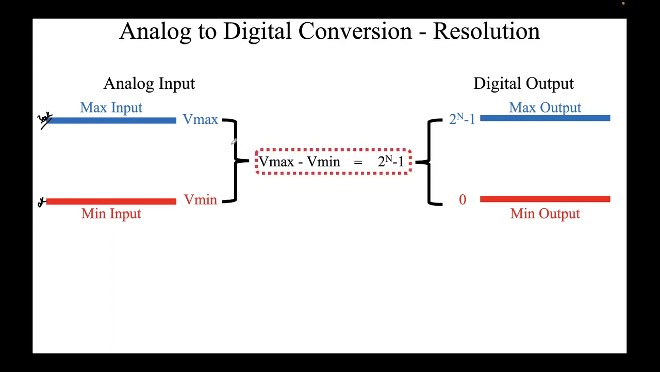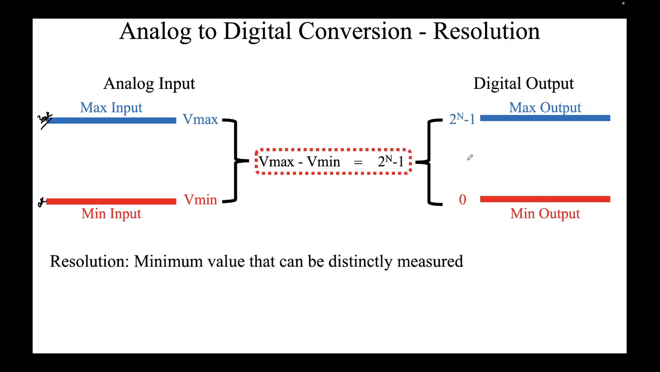Why must these be equal? Because digital output is not something that is independent of input. This is a one-to-one conversion. So whatever Vmax minus Vmin is, the range here should be exactly equal to the range that we are storing. It's very simple, right? So now we introduce the definition of resolution.